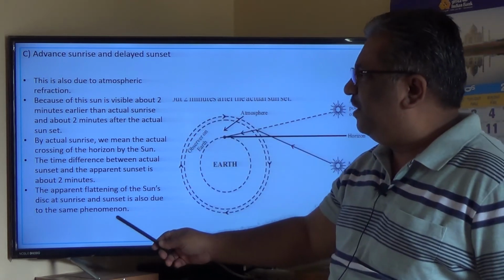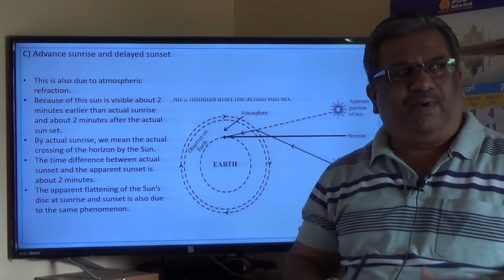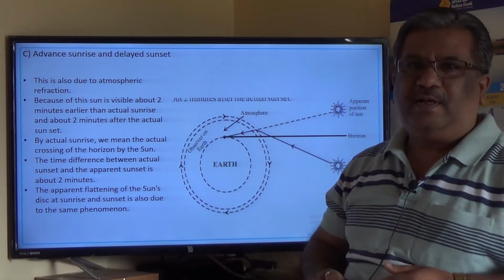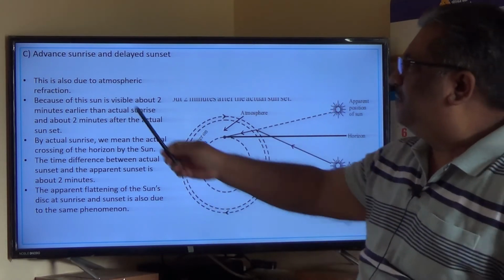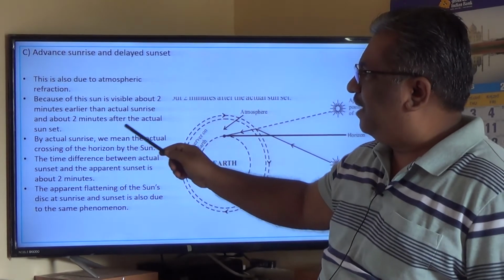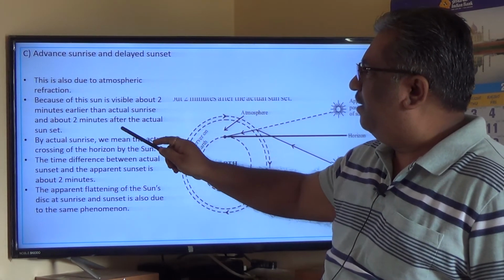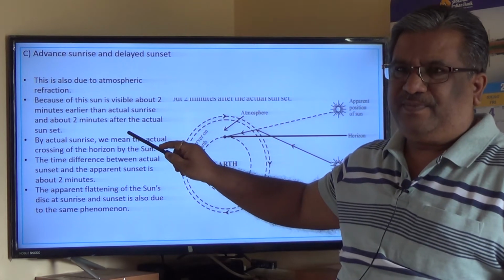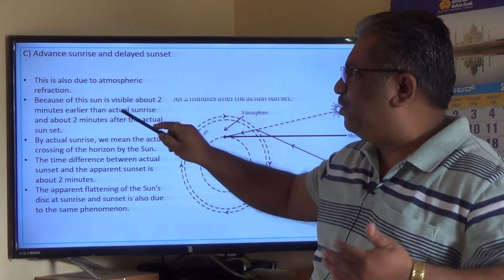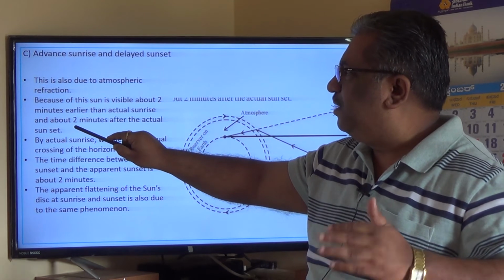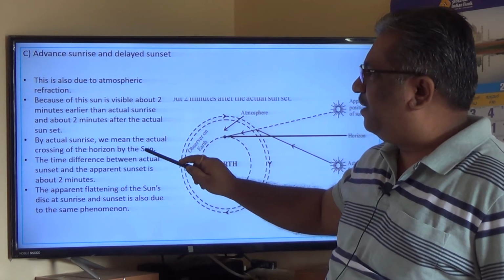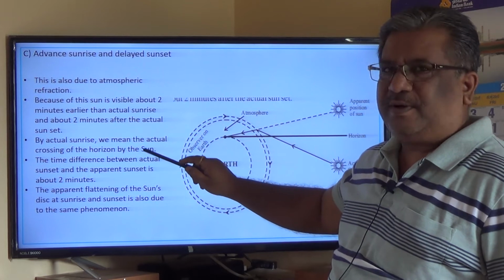Let us read this paragraph. Let us read a couple of photographs, and then once again I will explain this phenomenon, advanced sunrise and delayed sunset, on the board, so that you will ever remember that. Fine. This is also due to atmospheric refraction. Because of this, the sun is visible 2 minutes earlier than the actual sunrise and 2 minutes after the actual sunset. Understood? By actual sunrise we mean the actual crossing of the horizon by the sun. This is important to be noted.